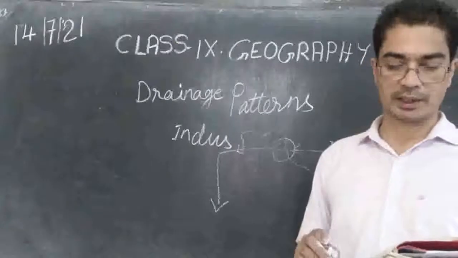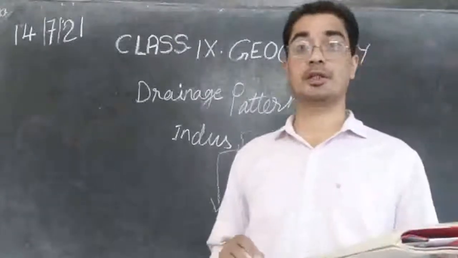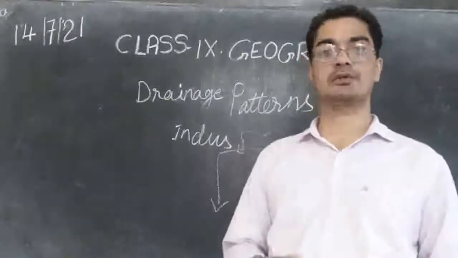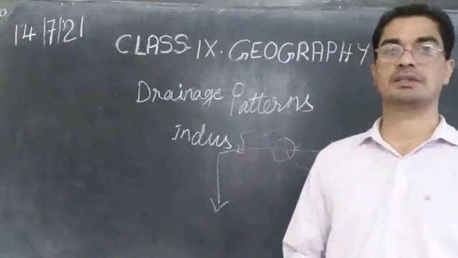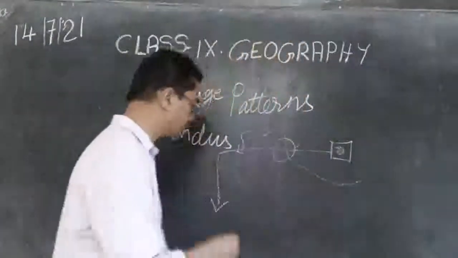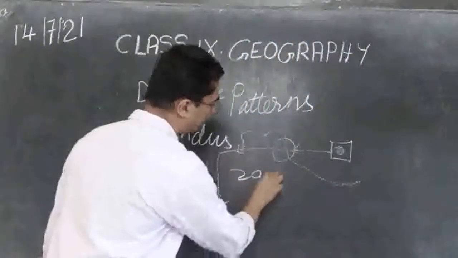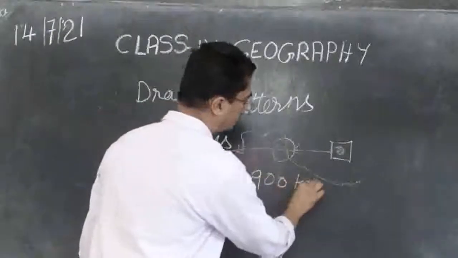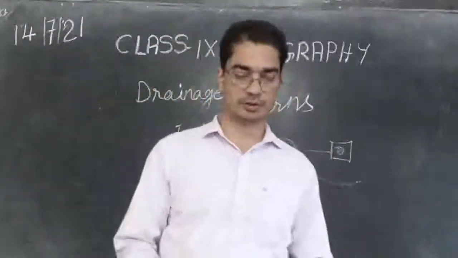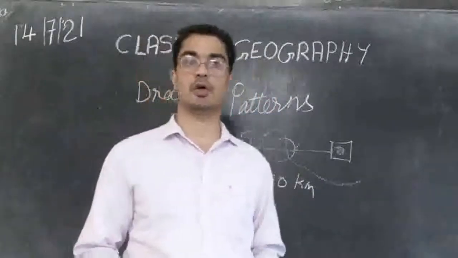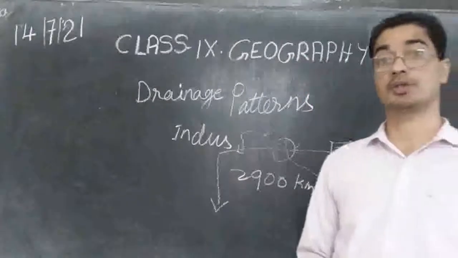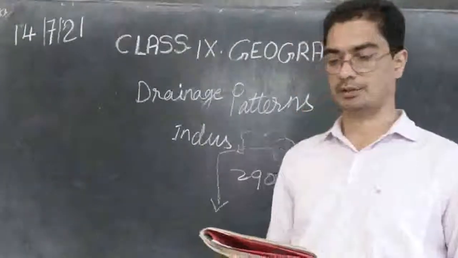And with a total length of 2,900 kilometers, the Indus is one of the longest rivers. So what is the length of the Indus River? 2,900 kilometers. That is the length of the Indus River. So it is one of the longest rivers in the world, we can say.